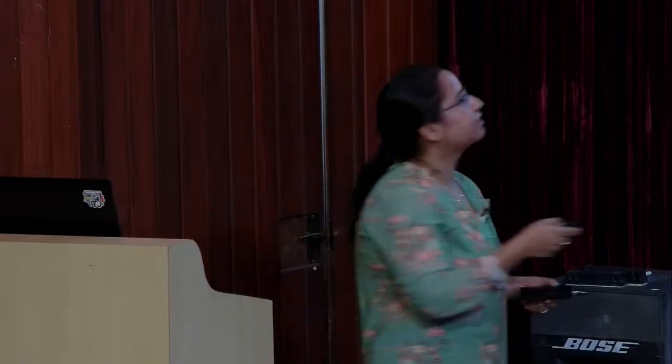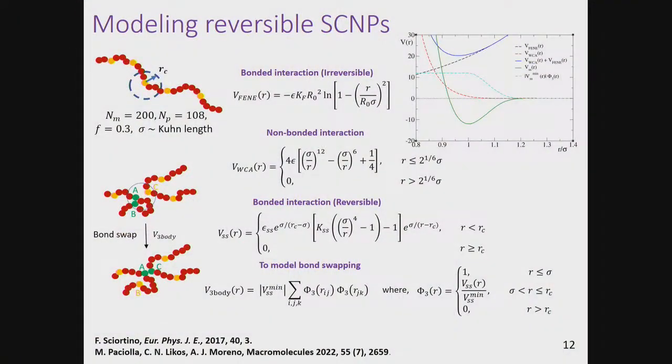If you look at this three-body interaction term, it is exactly like this. There is clearly a repulsive interaction if you are beyond 1 sigma. Because the energy is repulsive, the system wants to minimize the energy, and in that process it makes this bond swap, as simple as that.